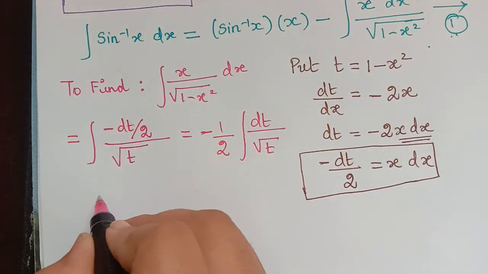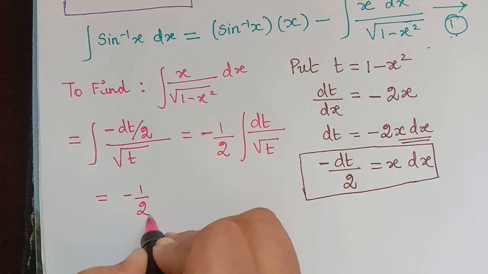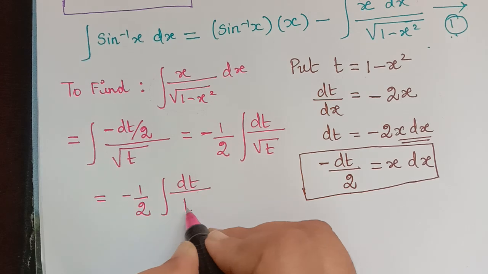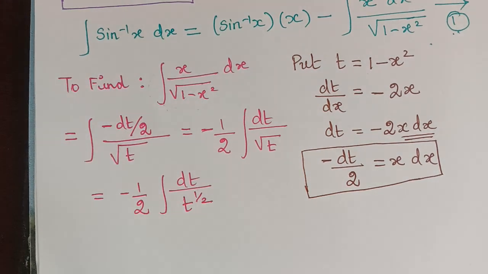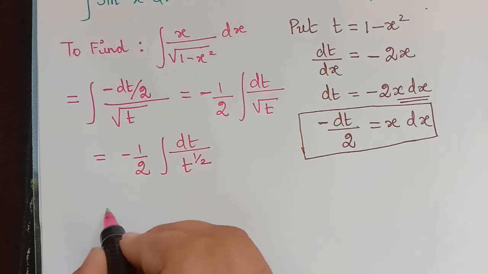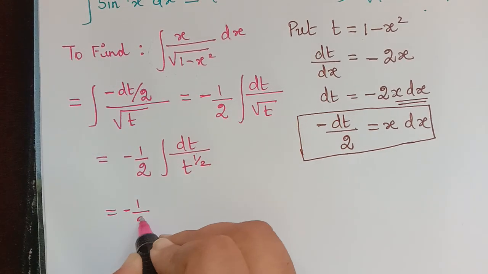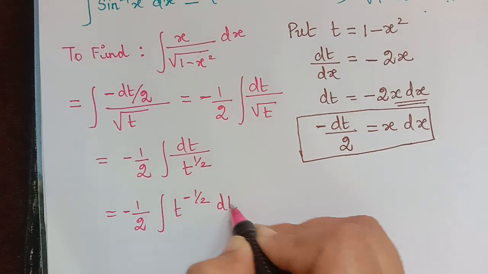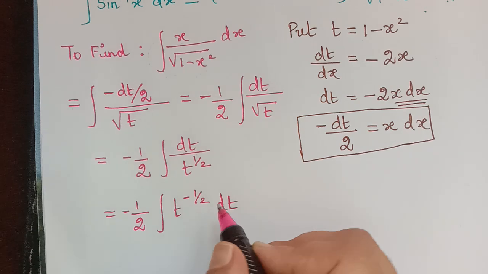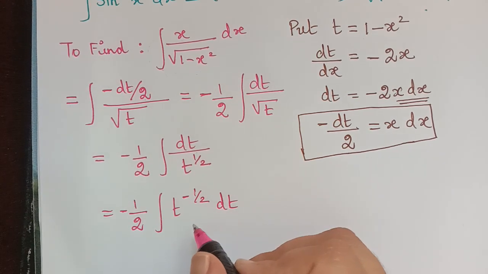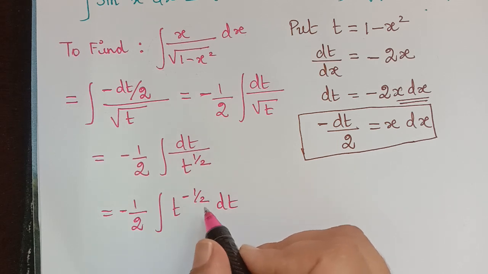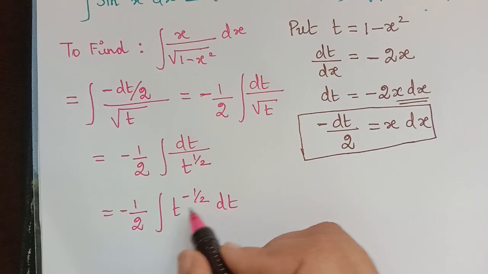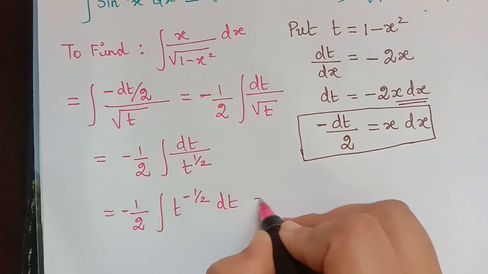Now this can be further rewritten as negative 1 by 2 integral dt divided by the square root of t, which can be written as t to the power 1 by 2. Further, we can take this to the numerator and we can write this as negative 1 by 2 integral t to the power minus 1 by 2 dt. We are going to apply here the formula integral x power n dx, for which the integration solution is x to the power n plus 1 divided by n plus 1, which we have seen in our previous video lectures. So using that, we will be integrating this.